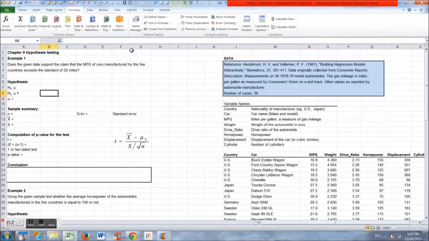Exceeds 22. Put the number 22 in a separate cell. So then the null hypothesis will be the opposite of this, which will be less than or equal to 22. Now we need to gather some summary statistics so that the t-value can be calculated.